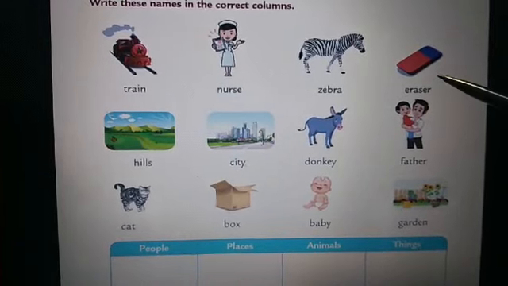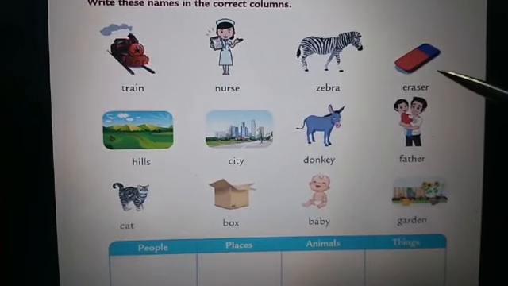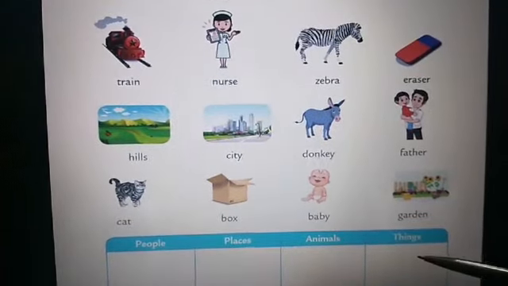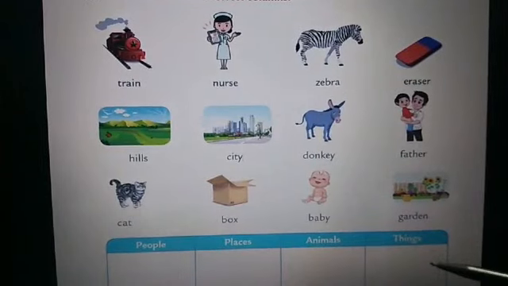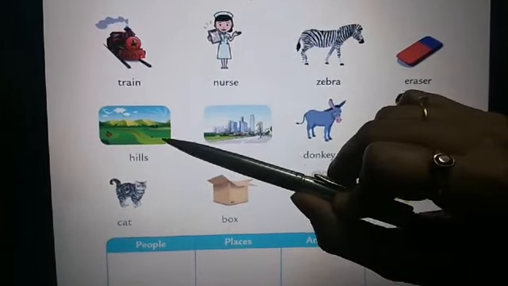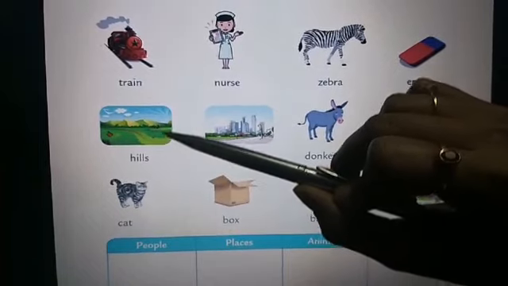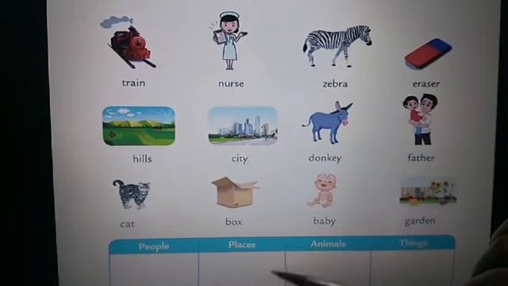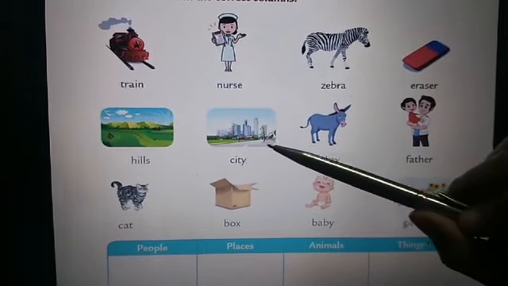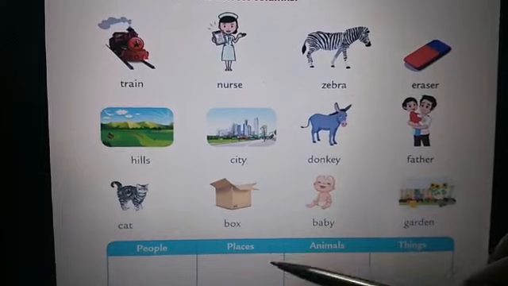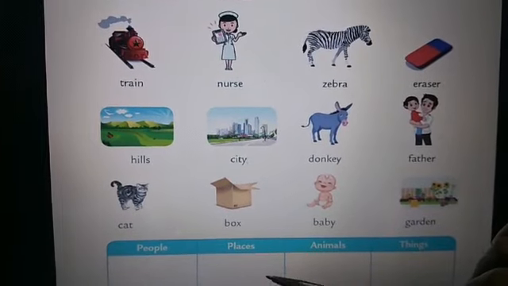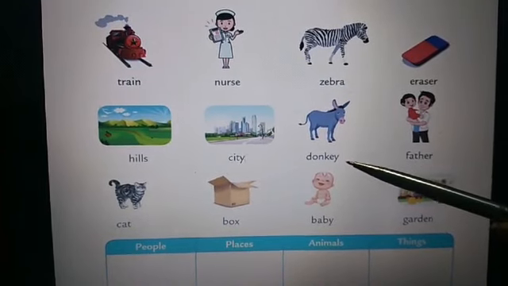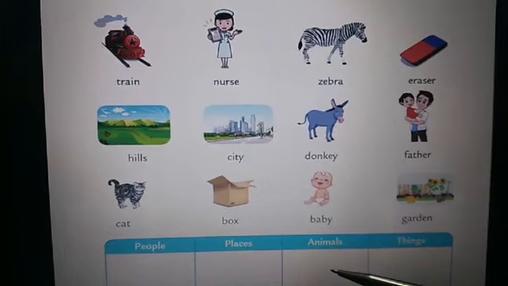Now what is the next image? It is an eraser. So eraser is a thing. So we will write eraser under train, which we have written. Now our next image is of hills. Hills is a place. Okay, so we will write it under the column of places. City. Now city is also a place. So we will write city under this column. Donkey. Donkey is an animal. So you will write donkey under animals.